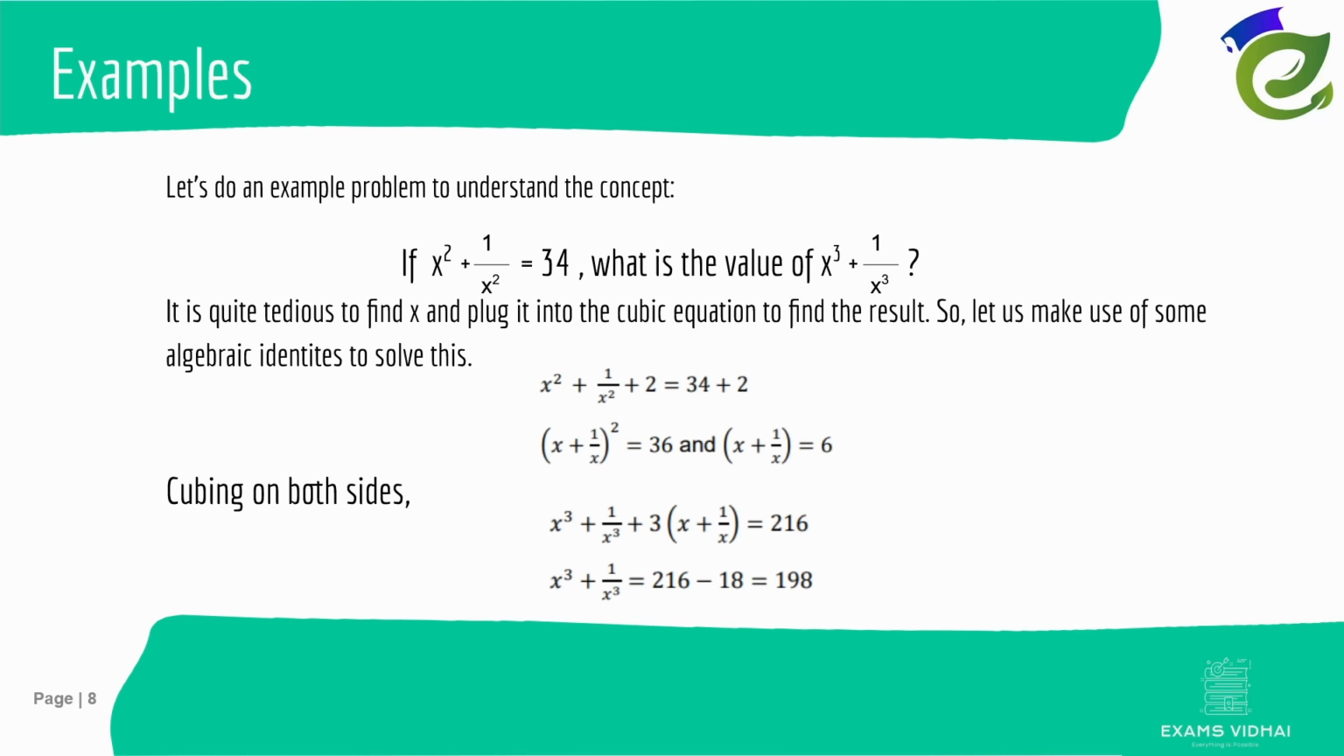If you cube both sides of x plus 1 by x is equal to 6, you get x cube plus 1 by x cube plus 3 times x plus 1 by x is equal to 216. We know the value of x plus 1 by x is equal to 6. So if you substitute in this equation, you would get x cube plus 1 by x cube is equal to 216 minus 18, which is equal to 198. It's a very simple problem.